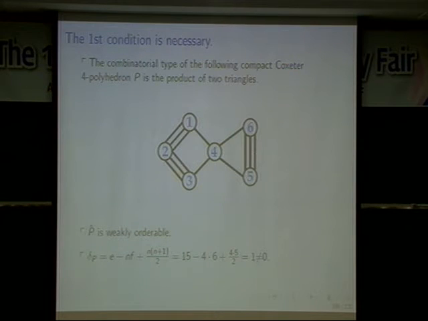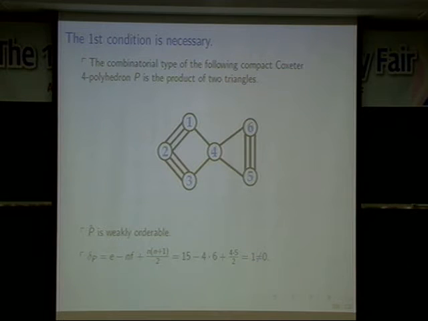But if the condition, we have conditions 1 and 2, and I explained the two conditions are necessary conditions. First condition is this: it is a combinatorial type of a compact hyperbolic four-polyhedron, and this is a product of two triangles. In fact, one of the Ilya-Schumann polyhedra.